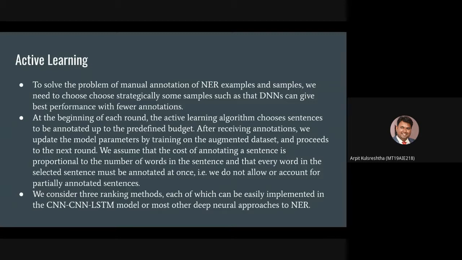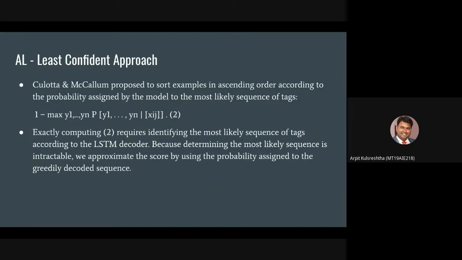That way, the authors are not allowed to account for partially annotated sentences, because that can decrease the performance in further training. So we consider the ranking methods, which we will discuss further. Ranking methods are applied on the sentences, and we try to find out which have the largest rankings. Then we can select on the basis of CNN-CNN-LSTM architecture approaches applied on NER.